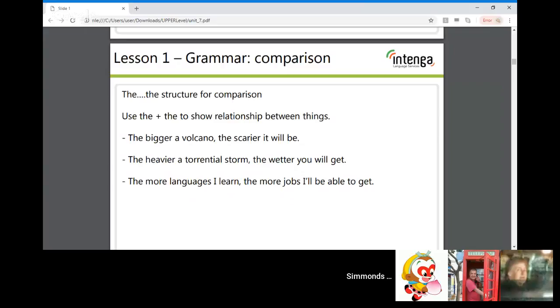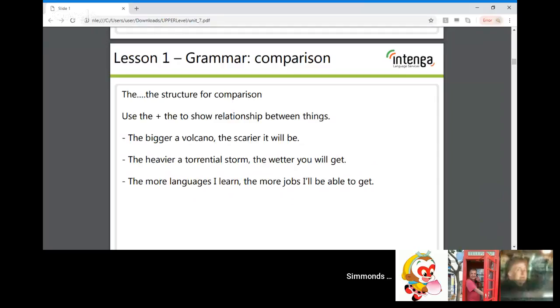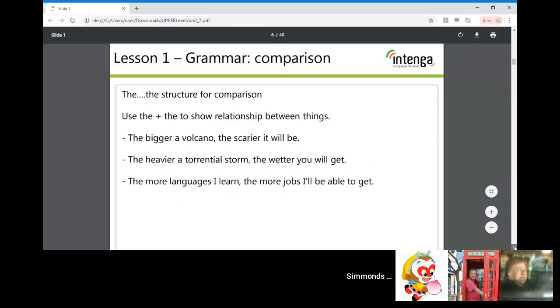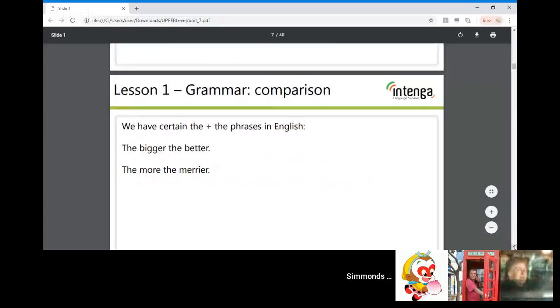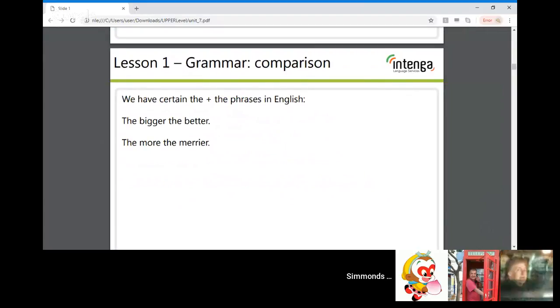Any questions here? Is this new for you, different? Yes. So it's new and different. Good. Perfect. Well, I'd like to move on. Okay, here we have certain phrases in English. So the bigger, the better; the more, the merrier. These basically are, I guess, idioms, we could say. They're just phrases. So the bigger, the better.